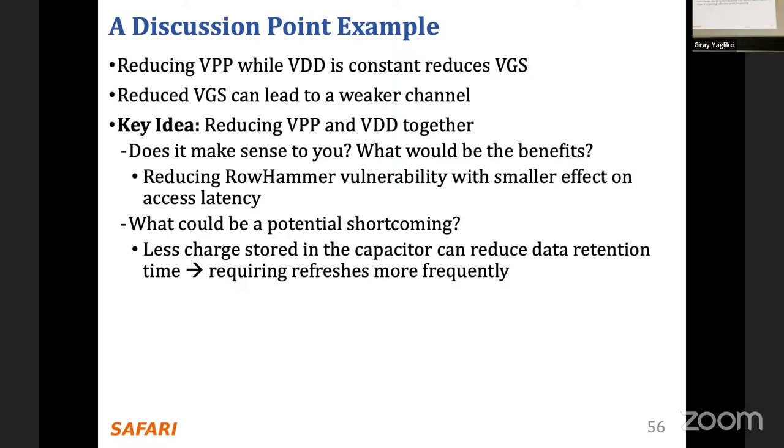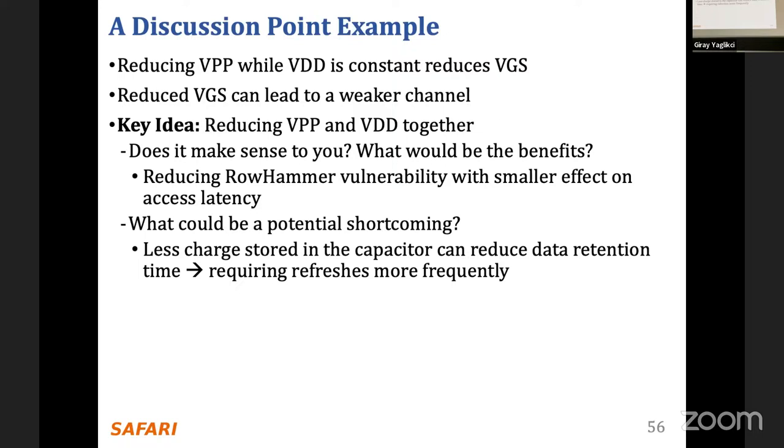So what would be the benefit of that? I guess it would reduce the access latency. What do you think? Does that make sense to you, or am I missing something here? Reducing the RowHammer vulnerability can have a smaller effect on access. Will it also affect other parts, like for instance your sense amplifiers, which are also connected to VDD? Yes. So that could cause latency in software.